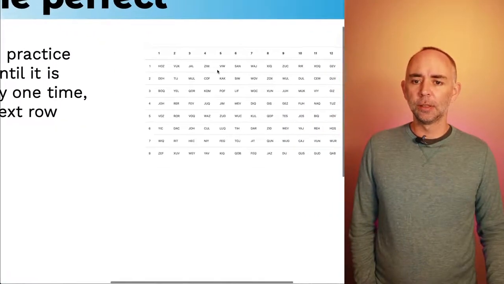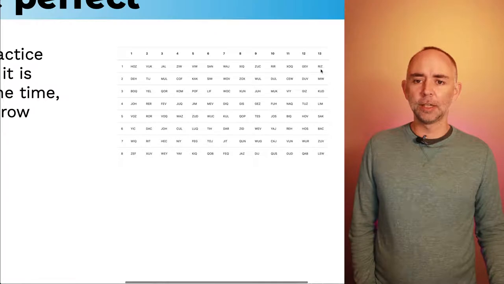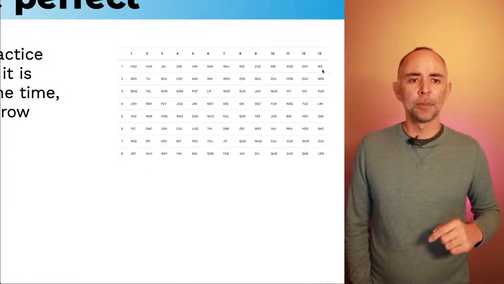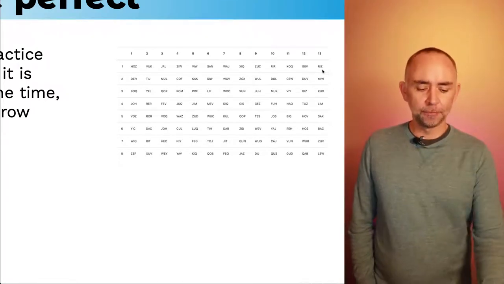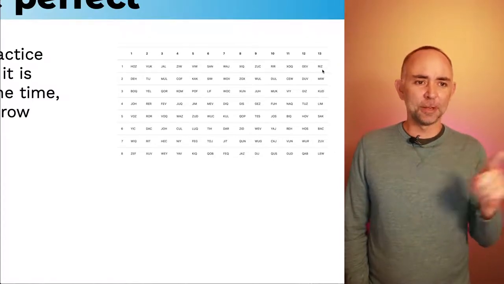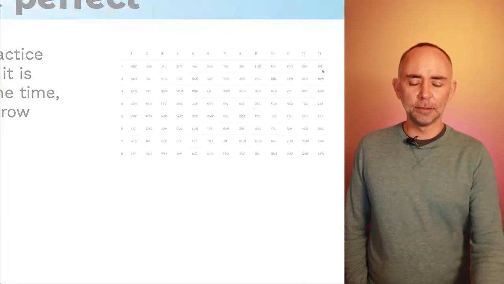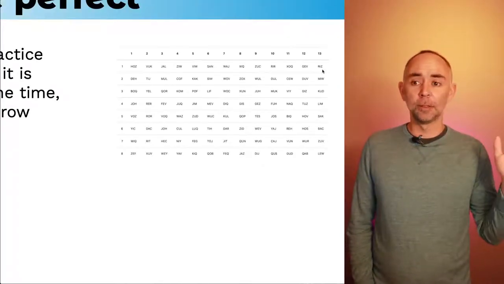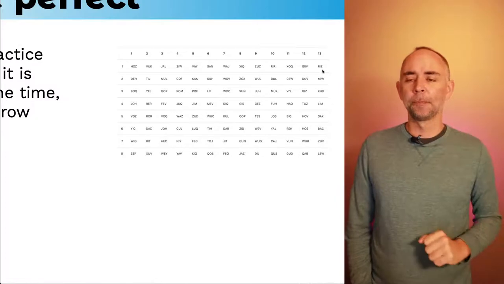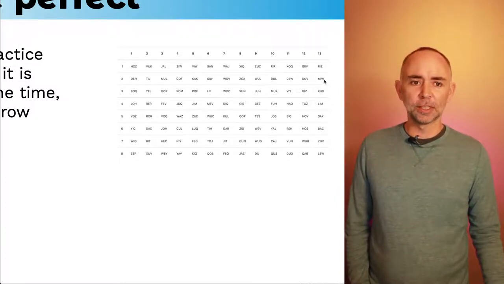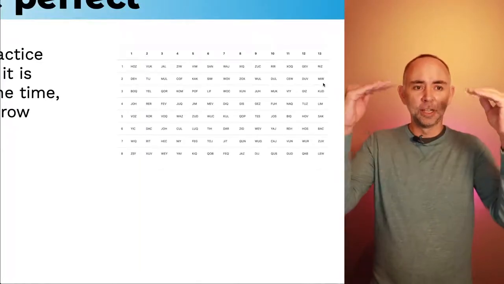So if we zoomed in, this first row, just like I recited it out loud, you would recite it out loud, and then you would try to recite it from memory. And if you couldn't do it, you go back and recite it out loud and practice, and then try again from memory. You keep going back and forth until you can do the whole thing perfect from memory. If you do it one time, perfect. Then you go to the second row and you start trying to do that second row. Back and forth until you can do the second row perfect. And then you go to the third row.